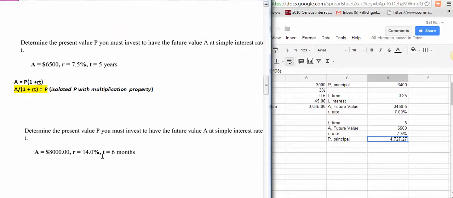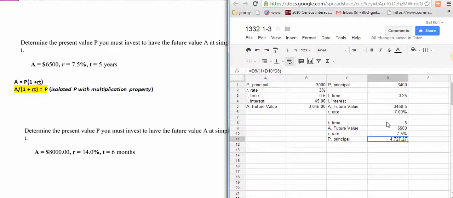It says determine the present value you must invest to have a future value A at a simple interest rate. Okay, good. So this is the same type of question using our new formula. So this is our present value formula. And so we have a time of 6 months, so we're going to do equals 6 divided by 12. Our future value A is $8,000. The interest rate that they give here is 14%. So I'll do 14 and then the percent symbol and hit enter.